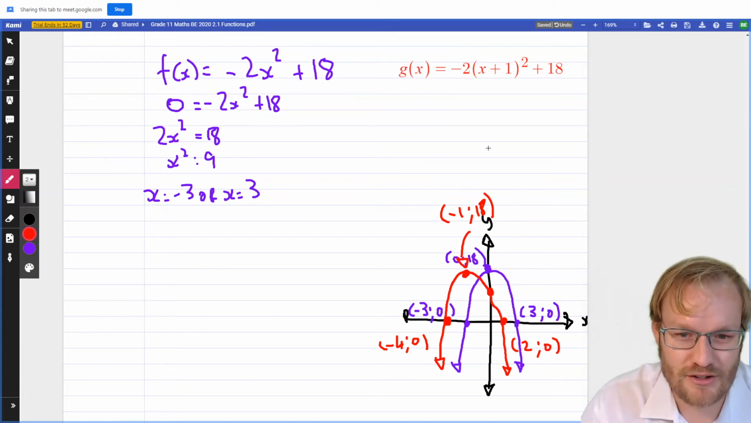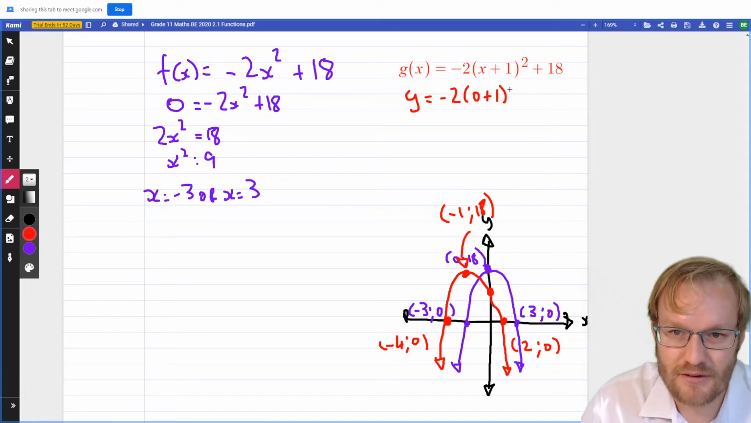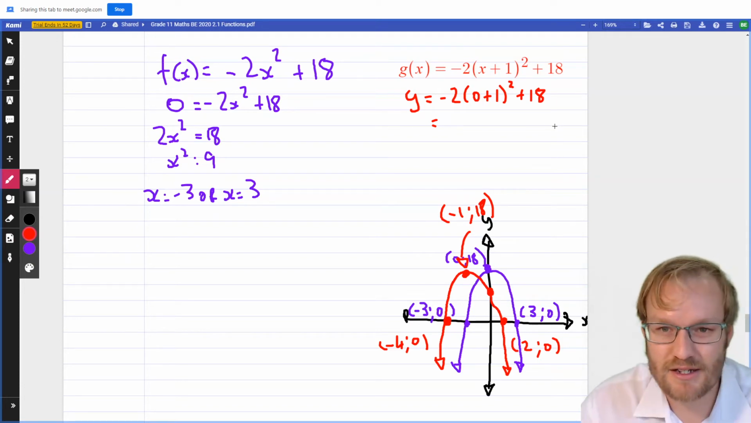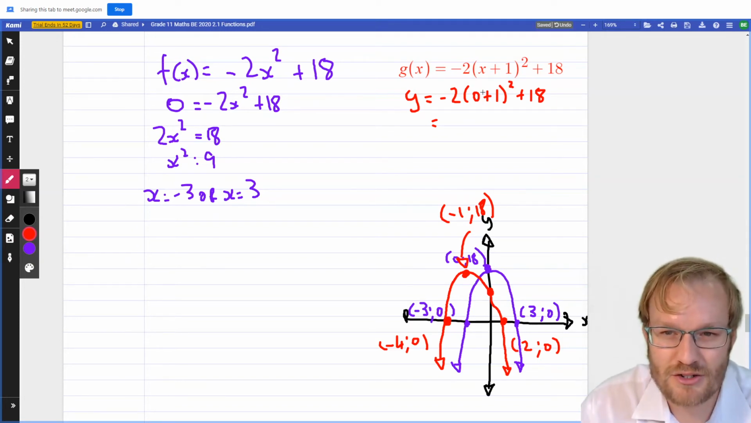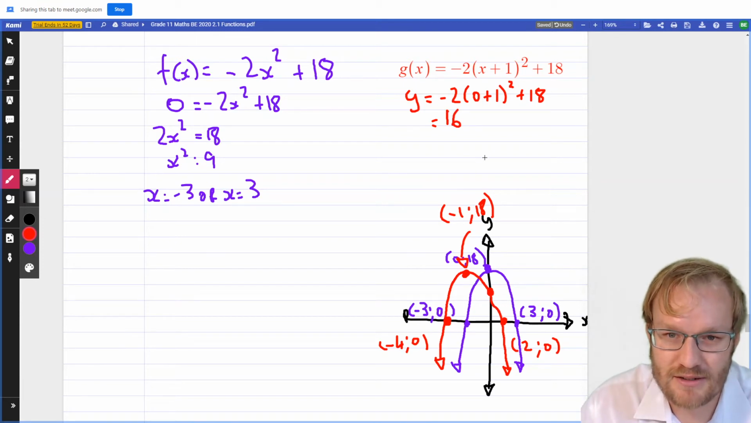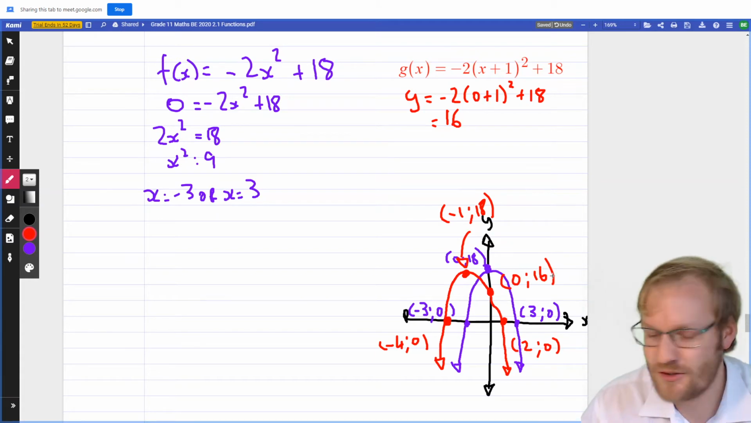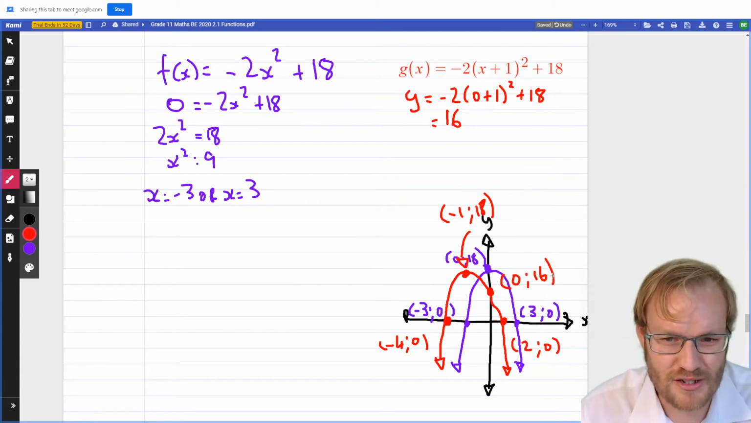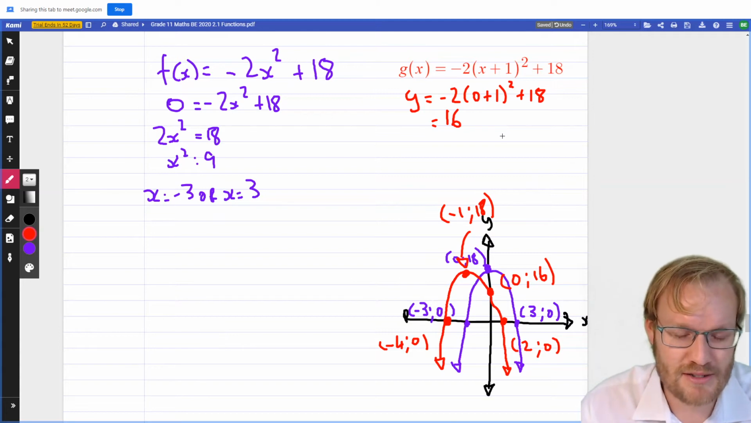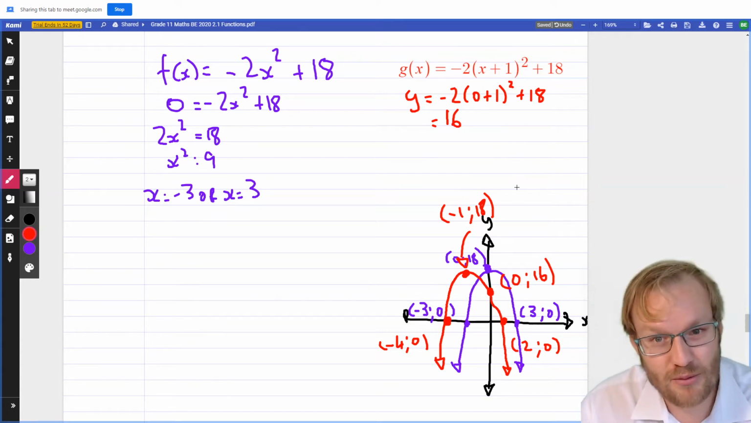Okay, so let's check it out. For our y-intercept, we're going to need to substitute x equals 0. So therefore, y equals negative 2 times 0 plus 1 squared plus 18. Punch that in our calculator. 1 squared, 1 times negative 2 plus 18 gives us 16. So we know that point there's 0, 16. And these are just our general knowledge of functions, that to find the y-intercept make x 0. To find the x-intercept, make y 0.